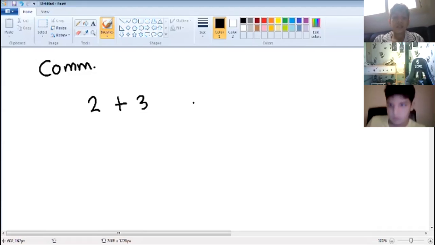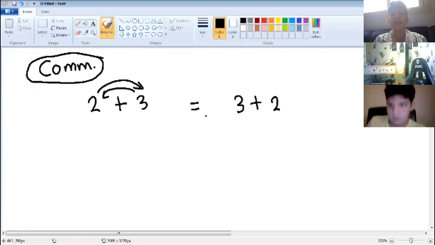What is 2 plus 3? Five. Can I write it like 3 plus 2? Yes, the same number. So 2 plus 3 is actually like 3 plus 2, right? This is called commutative. If you replace the position of the two numbers, it will stay the same. This is called commutative property.